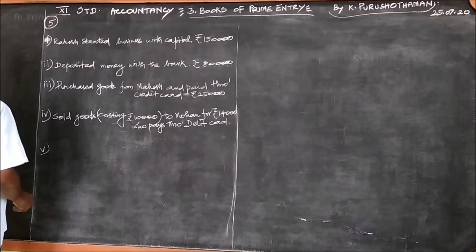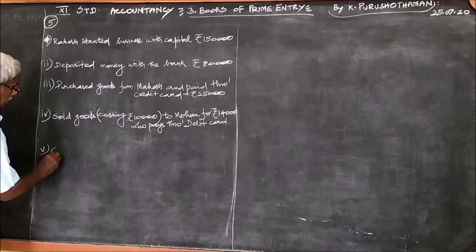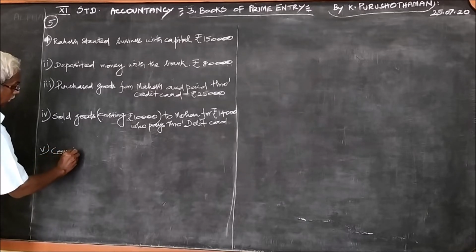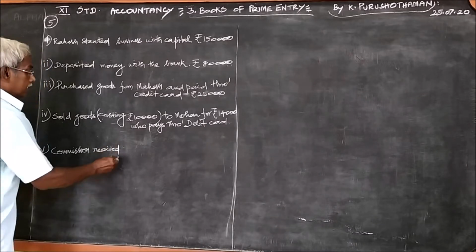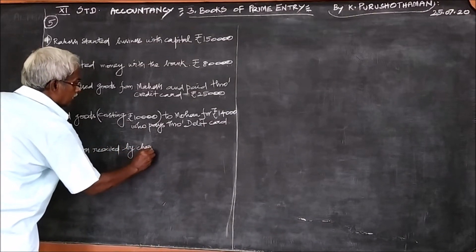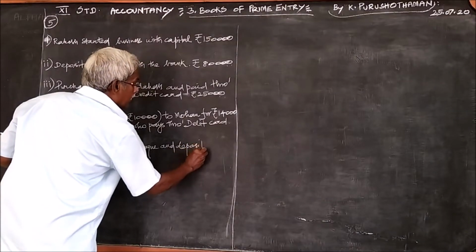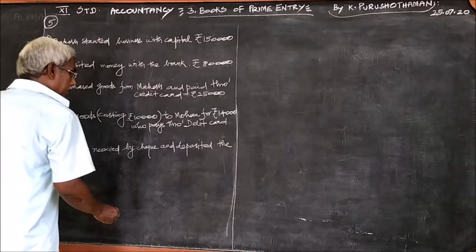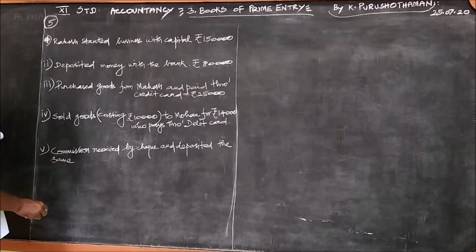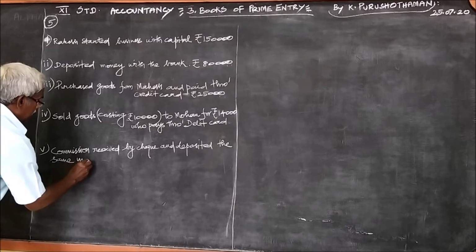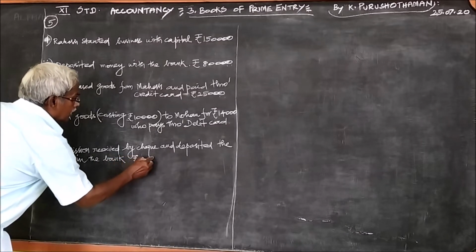5. Commission received by check and deposited the same in the bank, rupees 2,000.